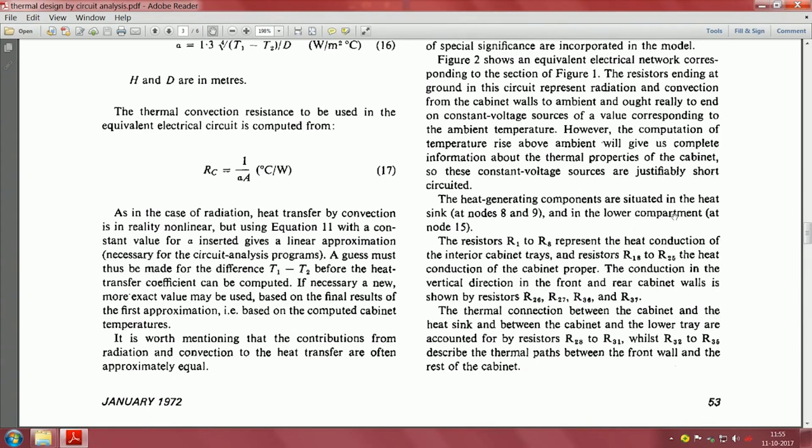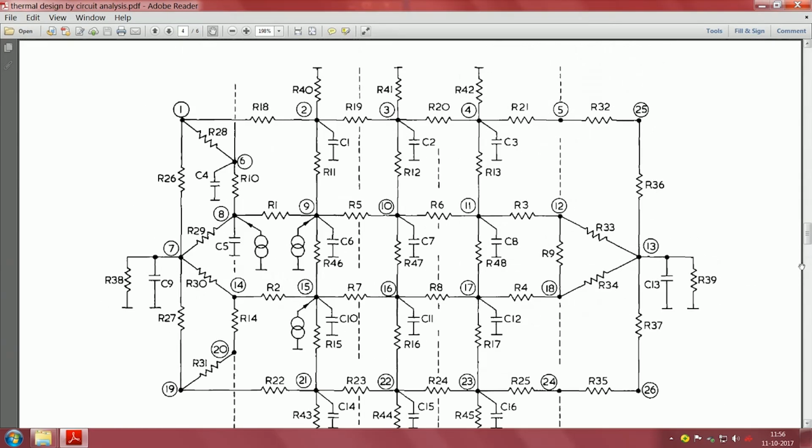Heat generating components are situated in the heat sink and in the lower compartment. The resistors R1 to R8 represent the heat conduction of the interior cabinet trays, R18 the heat conduction of the cabinet proper itself. Conduction in the vertical direction of the front and rear cabinets is shown by other resistors, and so on. Connection between the cabinet and the heat sink and between the cabinet and the lower drawer is accounted for by resistors. They describe the thermal paths between the front wall and the other parts.